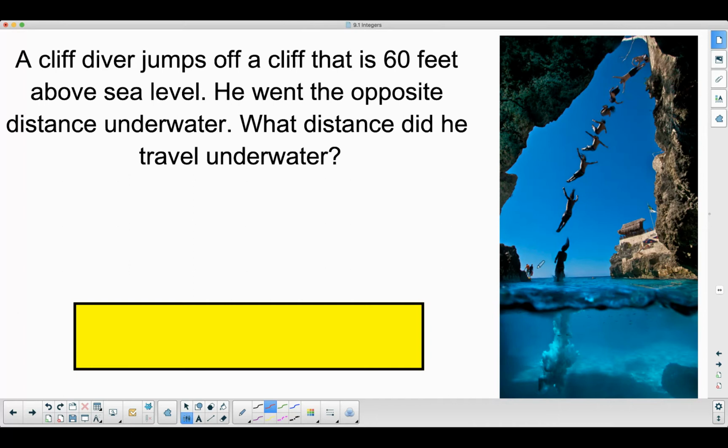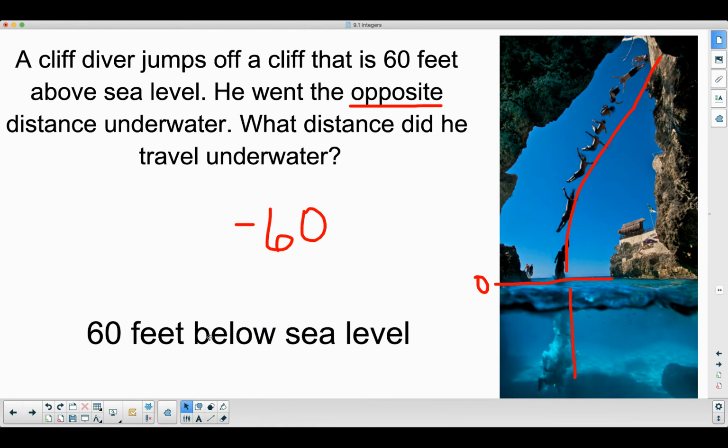So in this example, we have this cliff diver, and our origin here is sea level 0. He went 60 feet above sea level and jumped off the cliff. Then it tells us that he went the opposite of that underwater. So then he continued on down here. The opposite of 60 is going to be -60. If we write that out in words, we would say that he went 60 feet below sea level. That word right here, below, matches our negative sign right there.